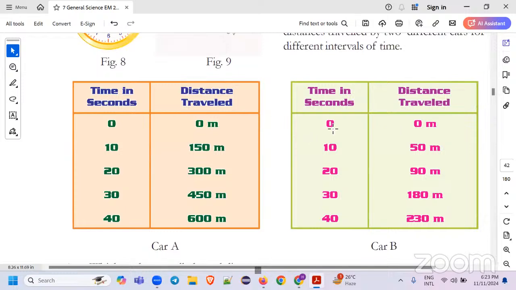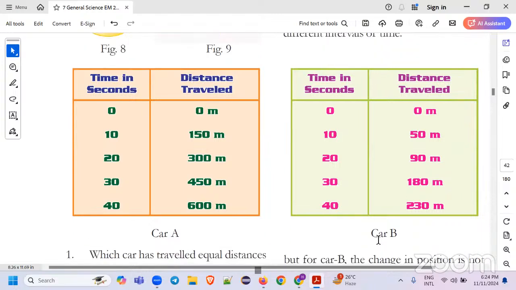See here, compare these two tables. For 0 seconds, it moved 0 meters, but in 10 seconds it moved 50 meters. In the next 10 seconds, from 10 to 20, it moved only 40 meters. But in the next 10 seconds, from 20 to 30, it moved 90 meters. Here the object is moving for equal intervals of time, but the distance traveled is not constant. The motion is not uniform.